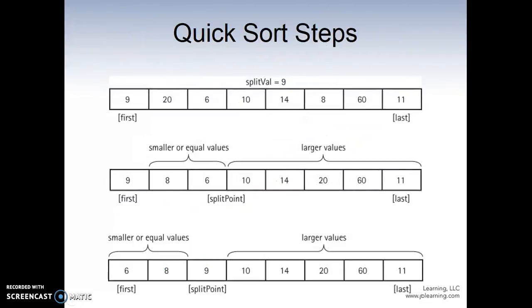Like for example, this is the unsorted list. We say the split value is the value of the array at index first, which is 9. So the split value is equal to 9. Now we just take that 9 and look through the list, right? And we only take the ones that are less than 9 to the left. So that means we move 8 and 6 to the left, and the ones that are greater than 9 to the right.